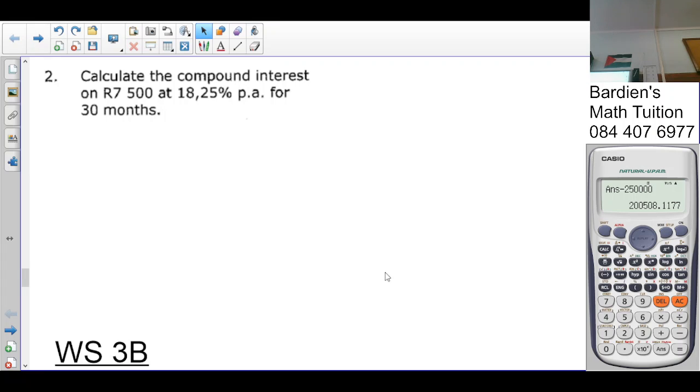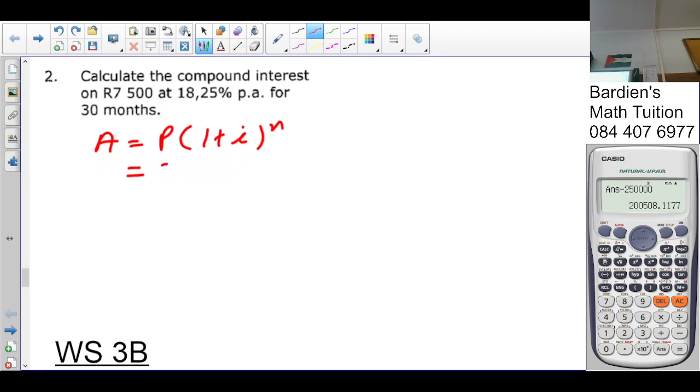So, again, the formula that we use gives us the final amount. The formula is inclusive of your principal amount. Okay, you guys understand? Yes. So what's your P value? 7,500 into 1 plus 0,1825. How we get that? It's going to be 18.25 divided by 100. To the exponent, 30 divided by 12.